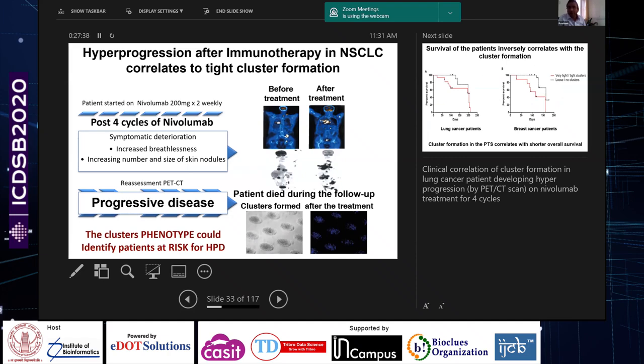This is one of the examples where immunotherapy has been given and the patient has gone into HPD. We call it hyper-progressive disease. You can see multiple metastases happened. The patient eventually died. So this is again something you can predict using this liquid biopsy method, where you can see the cluster formation, which could be replicated. You can collect the samples and see the response of the clusters, whether the patient is responding to the immunotherapy or may not respond.